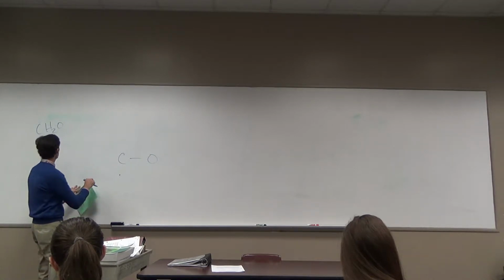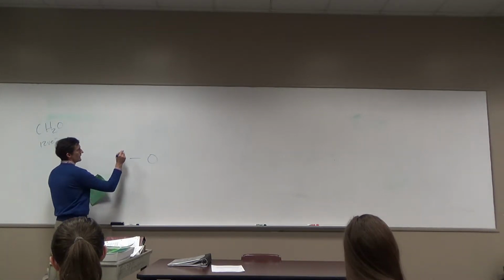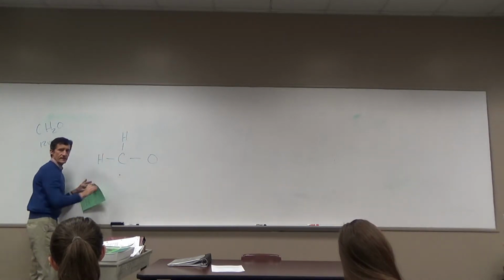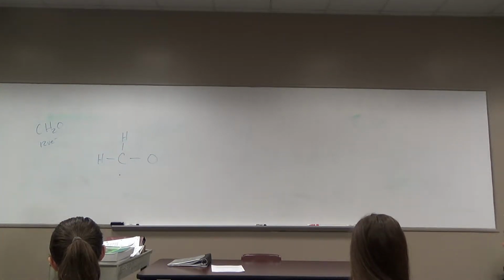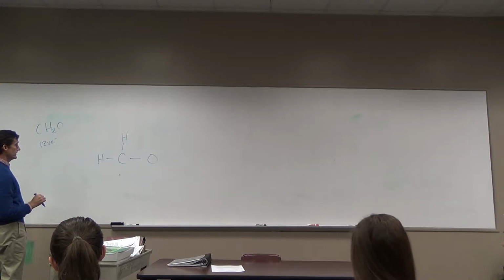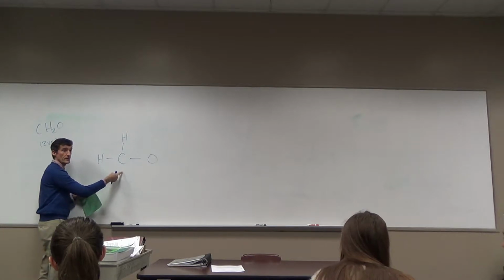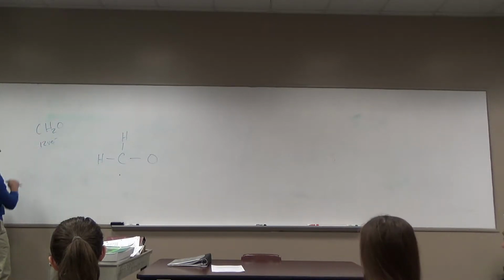But let's do it systematically. We got 2 H's. Where do you want to put them? Well, I recommend carbon. I'm not going to worry about bond angles yet. Okay. Uh-oh, I need another H here or something. I mean, I need a 4th bond to carbon, right? I don't have another one.